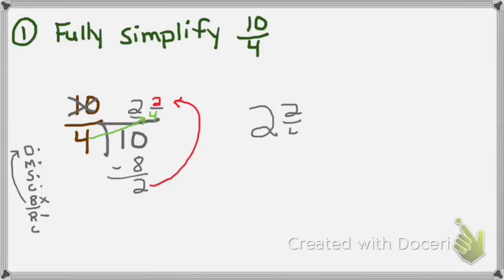Let's write it down. But now I cannot say that that's my final answer because I know that that's not fully simplified. When I look at that fraction, I see that both 2 and 4 are even numbers. And I know from packet B that it is not fully simplified if my numerator and denominator are even numbers. So what do I need to do? I need to follow the steps to simplify the fraction. So my whole number will stay the same, but I do need to simplify my fraction.